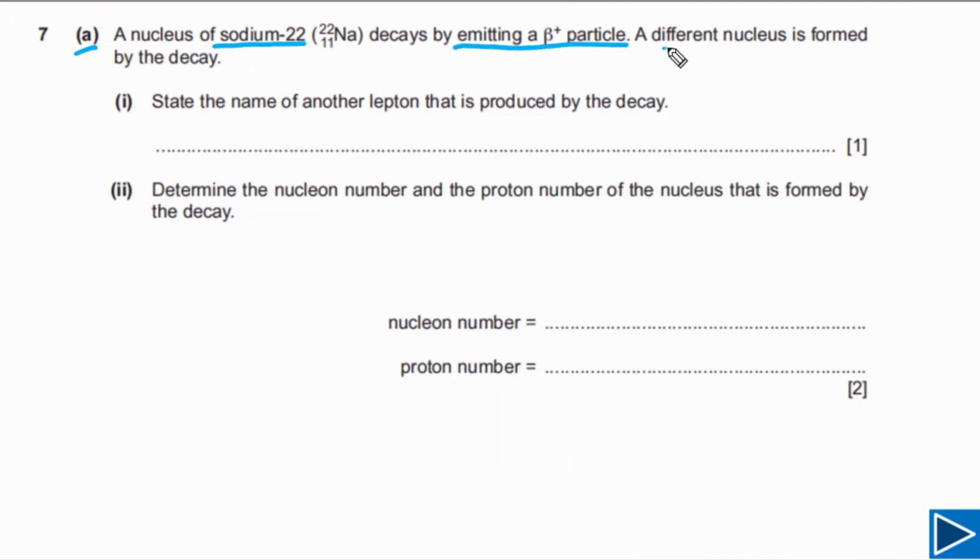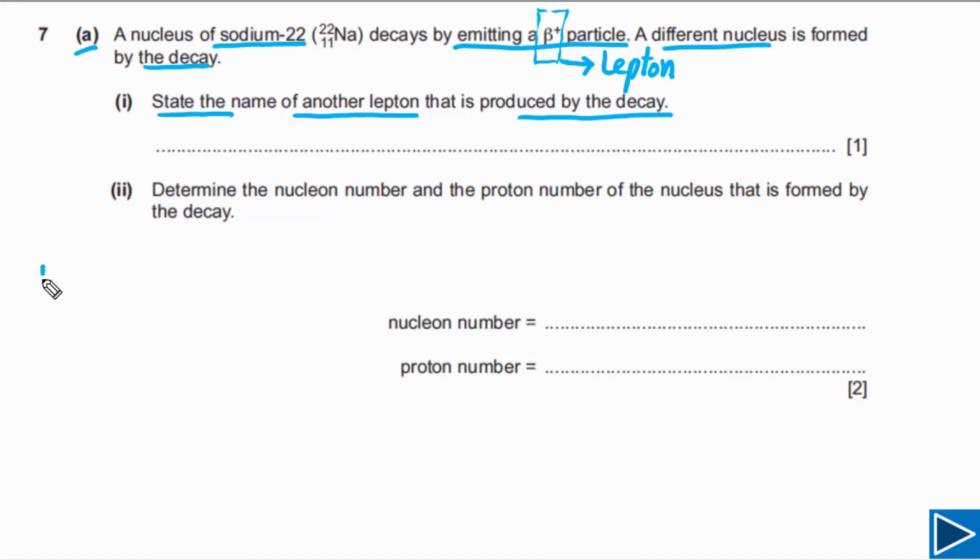A different nucleus is formed by the decay. We need to state the name of another lepton that is produced by the decay. The question is asking us to state the name of another lepton. This beta plus particle is a positron, and a positron is the antiparticle of the electron and belongs to the lepton family. So this is the first lepton that is already given to us. And the question is asking us to state the name of another lepton that is produced by beta plus decay.